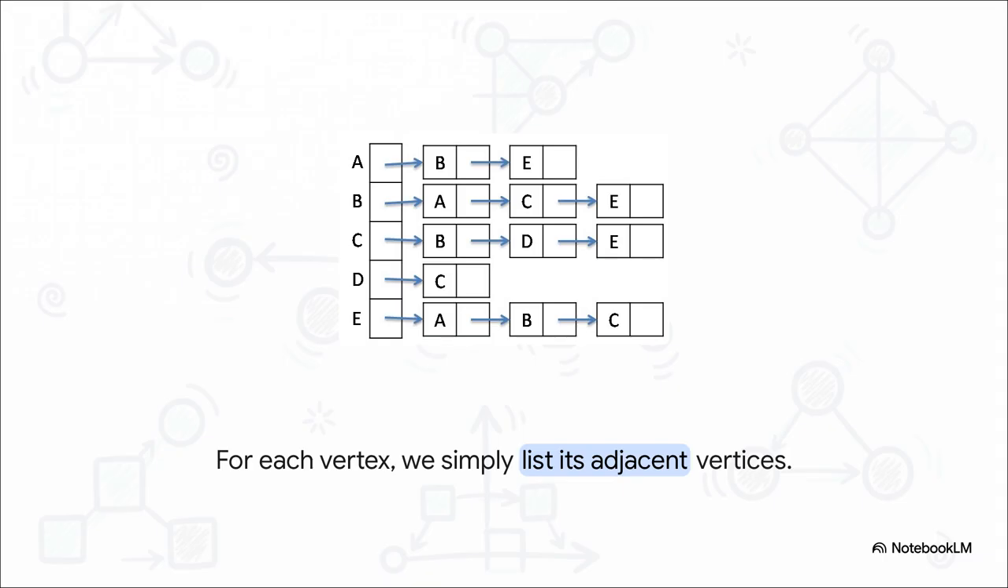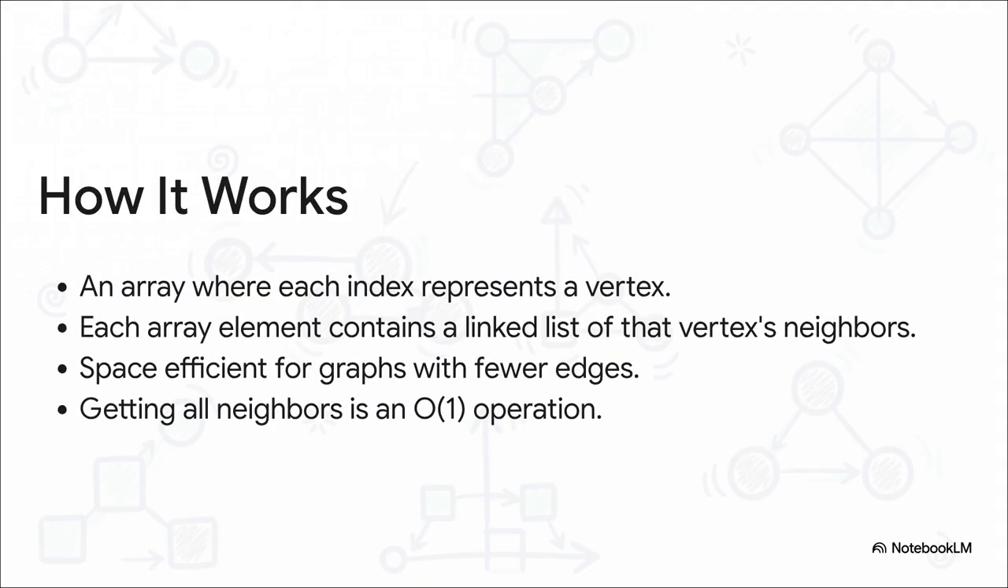It's clean, it's direct. The real genius of this structure is how efficient it is, especially when it comes to saving memory. Think about it. You're only storing the connections that actually exist. There's no wasted space. This makes it a total game changer for what we call sparse graphs. You know, the ones with tons of nodes but not that many edges connecting them.